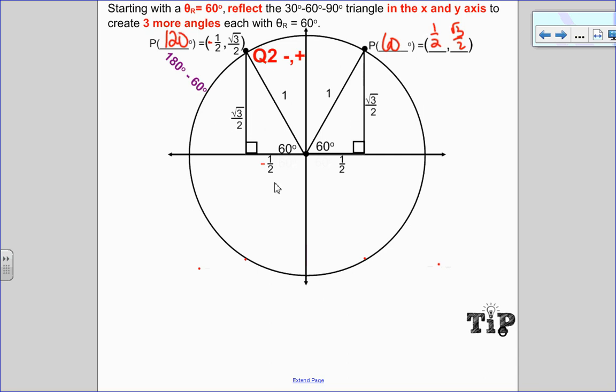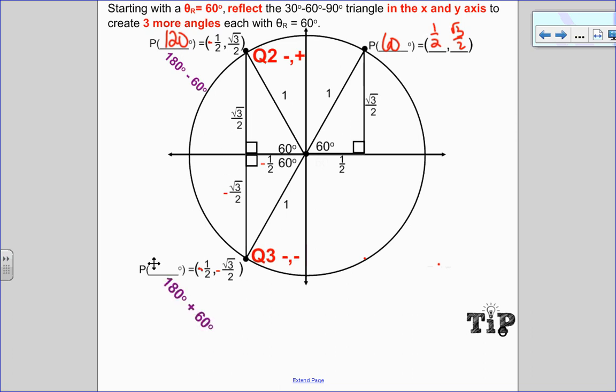Then I reflect this in the x-axis, so it becomes in quadrant number 3. So my point still has a half and root 3 over 2, but because it's in quadrant 3, it's now negative, negative. So let's figure out our angle. We've gone all the way to 180 plus an extra 60. So my angle is 240 degrees.